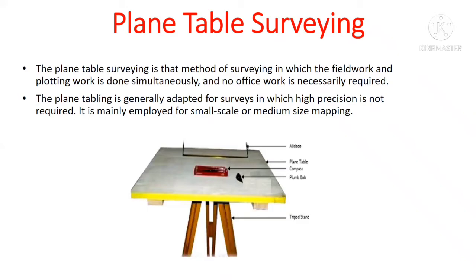Now the second point is that plain tabling is generally adopted for surveys in which high precision is not required. Because it is directly done on the site, precision might be less. So whenever you do not have to work in a precise manner, that time you can use this kind of plain tabling survey.